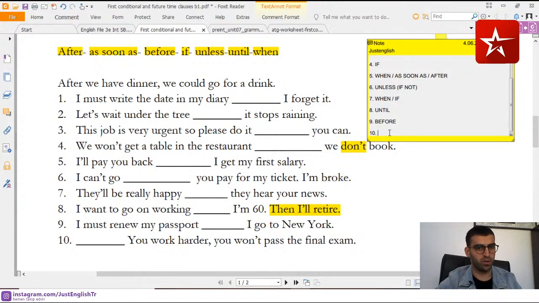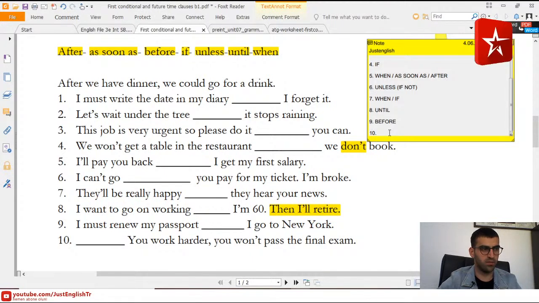Number 10, you work harder, you won't pass the final exam. Tuko and Gülsafa wrote the same answer. Yes, number 9 is before. Number 10, unless, they say. Let's wait for other students' answers for number 10. Unless you work harder, you won't pass the final exam. Yes, unless is a correct answer for number 10.